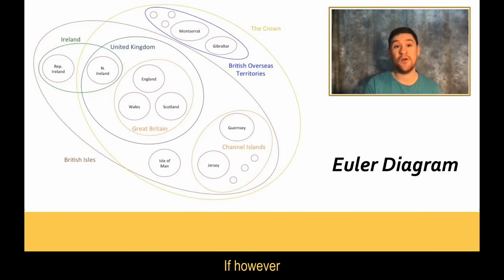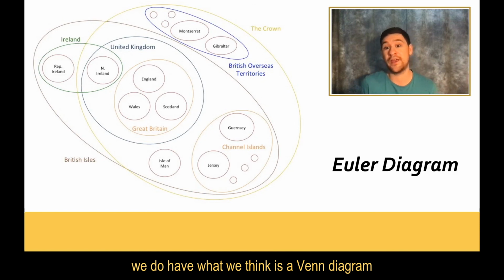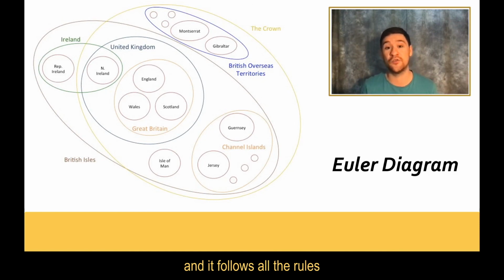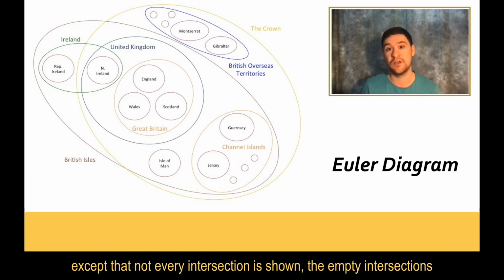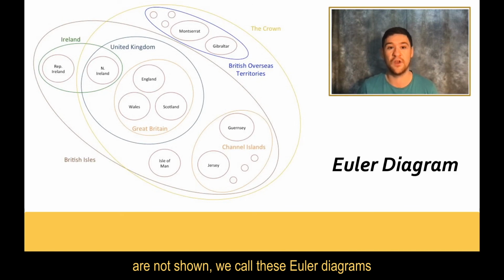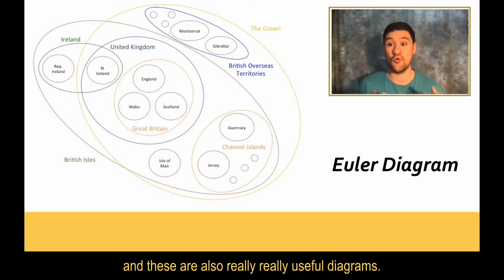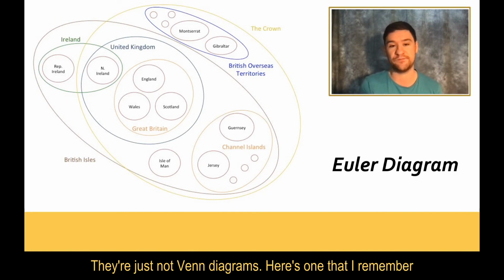If, however, we do have what we think is a Venn diagram and it follows all the rules except that not every intersection is shown, the empty intersections are not shown, we call these Euler diagrams. And these are also really, really useful diagrams. They're just not Venn diagrams.